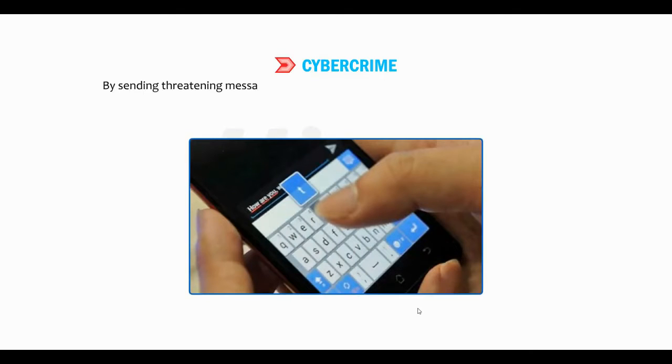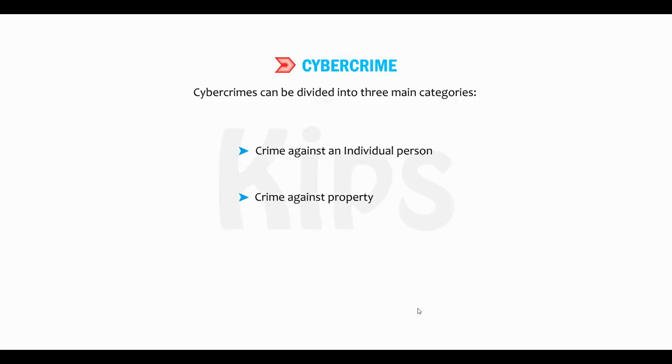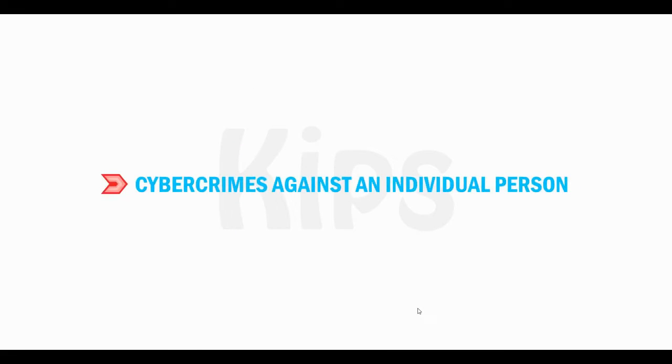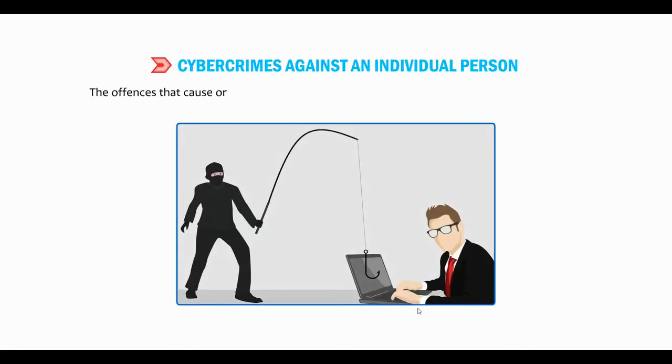By sending threatening messages, all of which comes under the jurisdiction of Indian Penal Code IPC, cybercrimes can be divided into three main categories: crime against an individual person, crime against property, crime against an organization or society. Now let's talk about crimes against an individual person. The offences that cause or attempt to cause harm or threat to an individual come in this category.